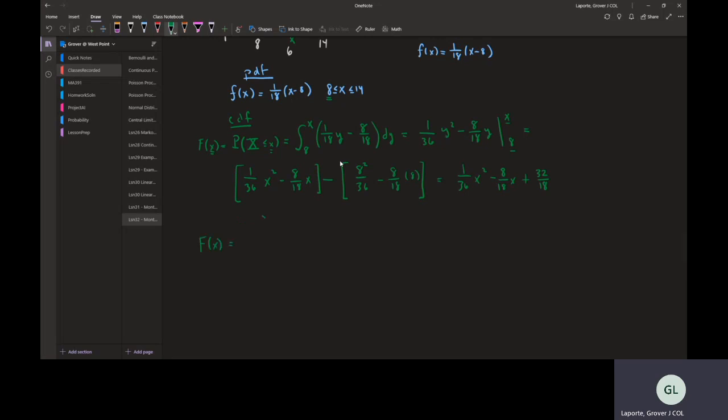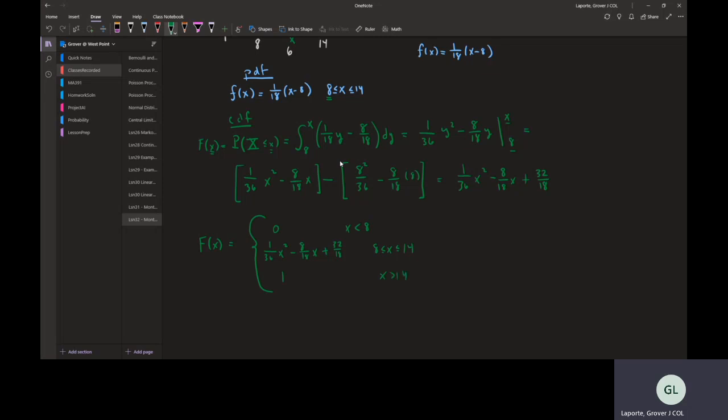So F of x is equal to, well, it's 0 up until we reach 8. So when x is less than 8, it's 0. And then when we get to 8, you start accumulating probability according to this equation: 1 over 36 x squared minus 8 over 18 x plus 32 over 18. And that is going to be true when we're between 8 and, what is the number? 14. 14, and then 1 if x is greater than 14.